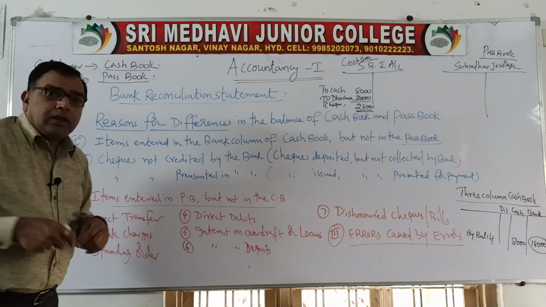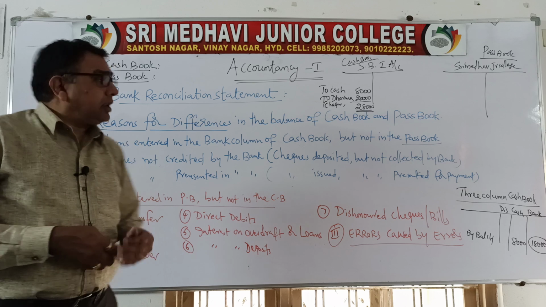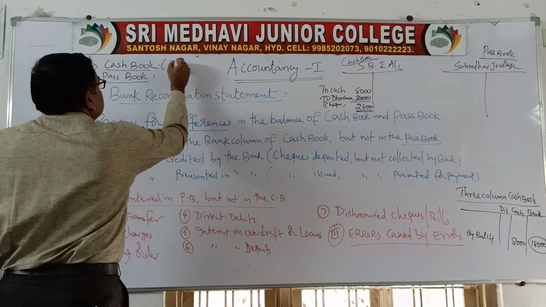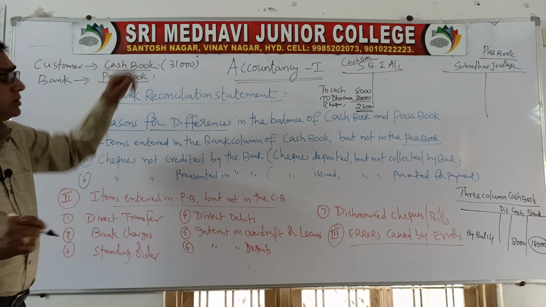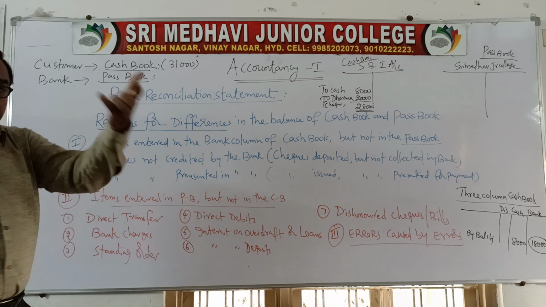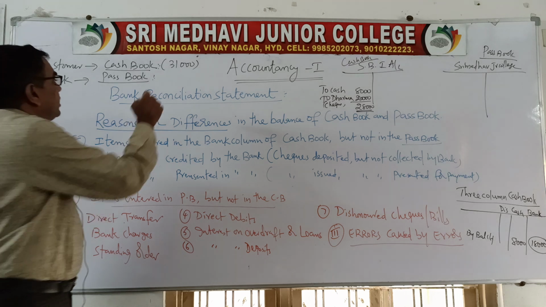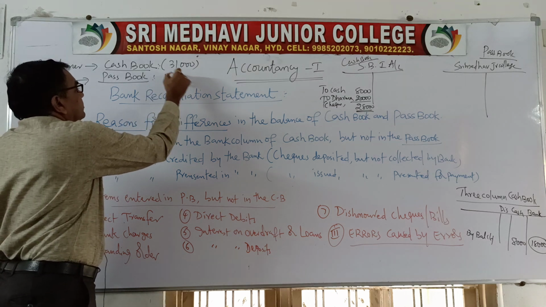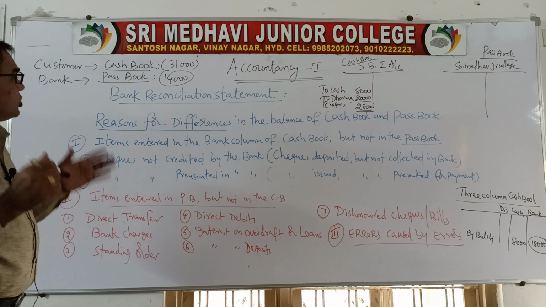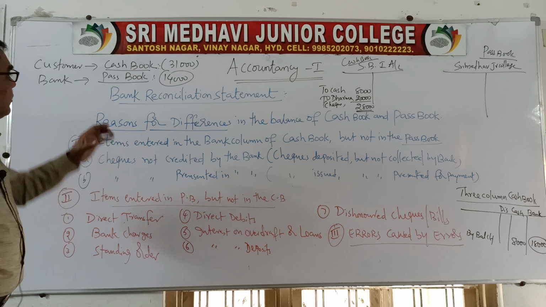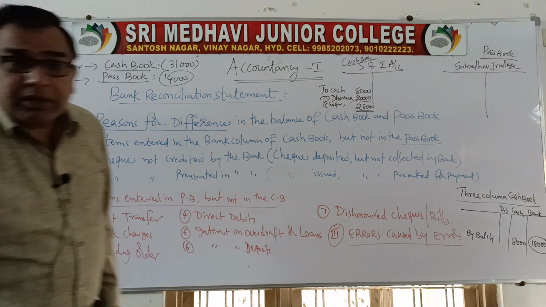Now what happens? As on a particular date, if you check your balance, say your cash book is showing a balance of 31,000 in your bank. Whereas if you take the printout of your passbook or inquire in the bank what is my account balance, it may show only 14,000 or maybe 41,000, whatever it may be. So as on a particular day, when the customer verifies the balance as per cash book and balance as per passbook, both may not agree.